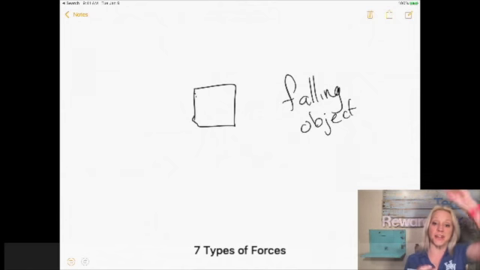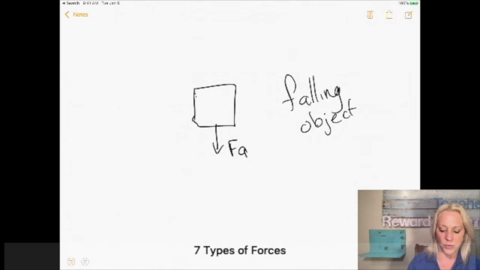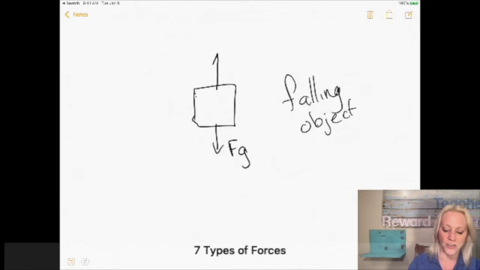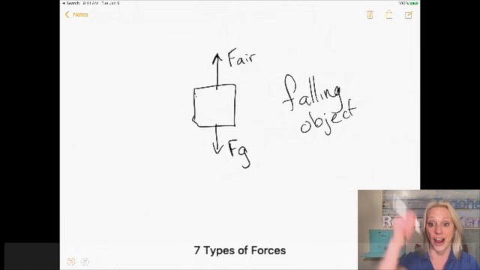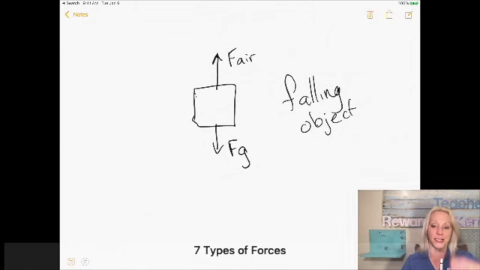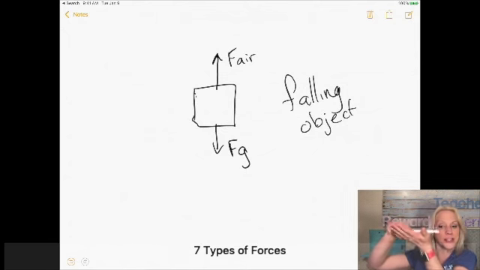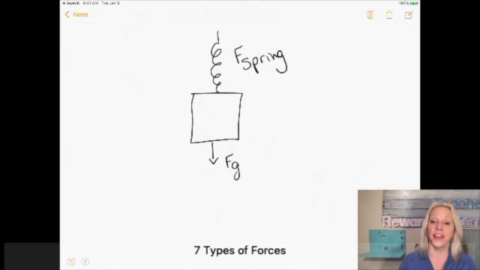Also, anytime we look at something that is falling from the sky, we use the G for gravity, so it's going down. But we also have another force that's going in the opposite direction as it's falling, which is our force of air. So our air resistance is keeping it from going super fast all the way down. So you could see this with example with a feather. If you drop a feather, it slowly comes down to the ground because the air resistance is acting in the opposite direction of gravity. The last force that we're going to talk about is force of spring.